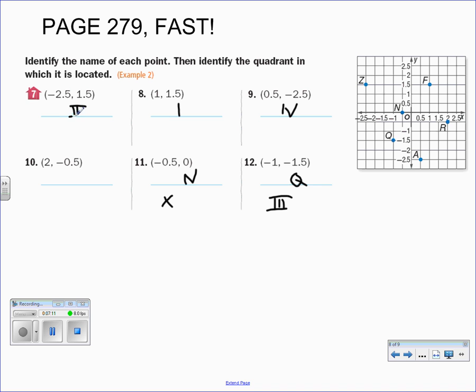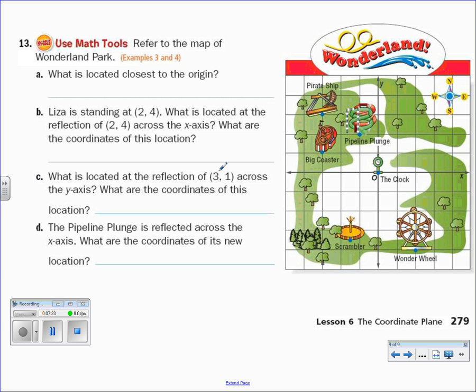How can I do them so fast? I've been doing it for years, but just remember, you're going back and forth first on X and up and down second on Y. This is good practice on 279. And again, we'll do this in class. What's located closest to the origin? Well, the origin's the middle, so it's the clock.